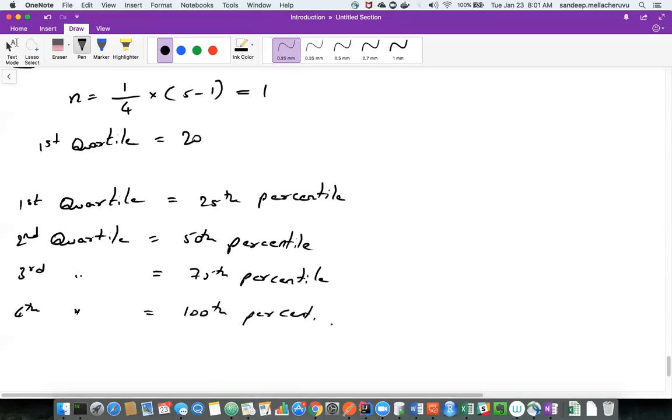Now the second quartile is also called the median, right? The 50th percentile is nothing but the median. So the second quartile is also the median. And the 100th percentile, or fourth quartile, is nothing but the maximum value. Okay, that's how it looks. Is that clear or any confusions? Still no.